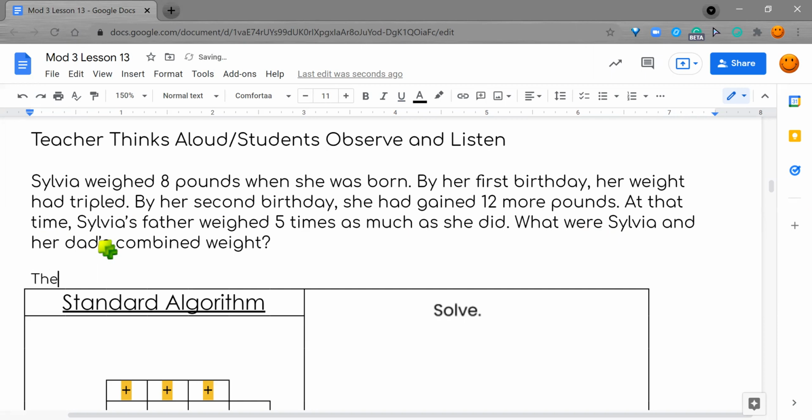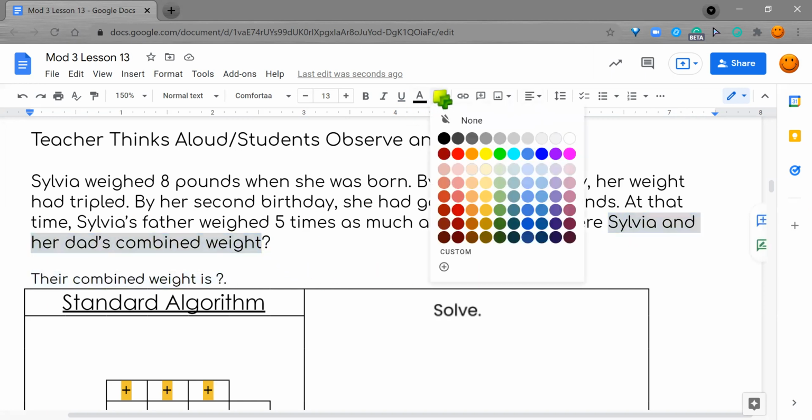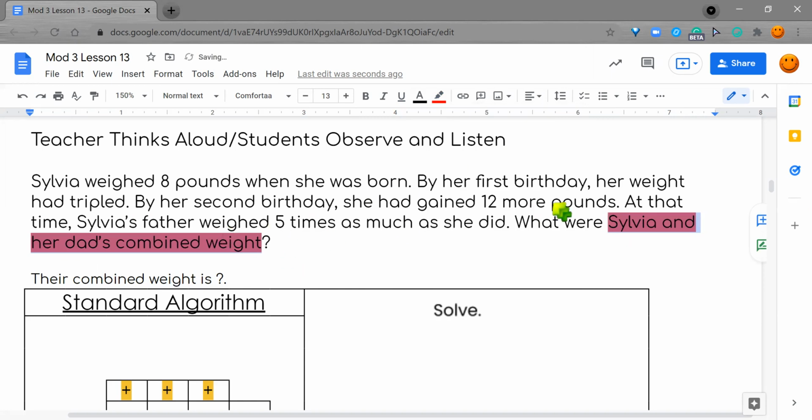So I'm going to write their combined weight is. And then we'll figure this out. So right here, I'm going to quick highlight what we're looking for in red because this is our stopping point. Now let's go see what we have at first.